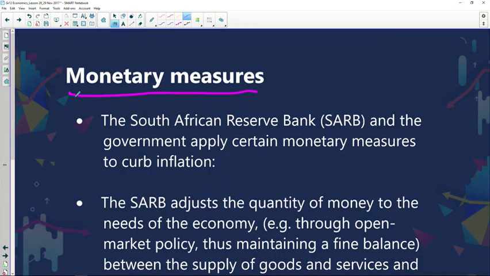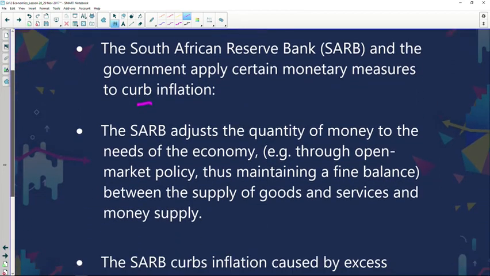Then we've looked at the fiscal measures. Now it's time to look at the monetary measures that can be used. So the South African Reserve Bank and the government can apply certain monetary measures in order to curb inflation. So what is it that can be done from a monetary angle or perspective?